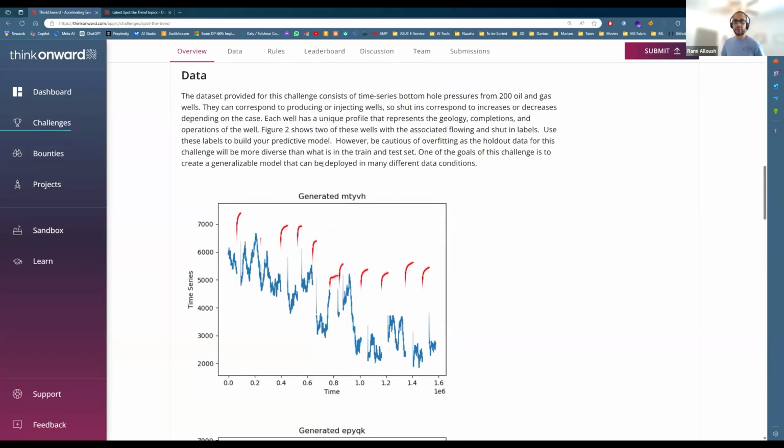Dr. Aloush, the link you dropped is not highlighted. Not sure what highlighted means. I'm sorry. If you can explain, please.